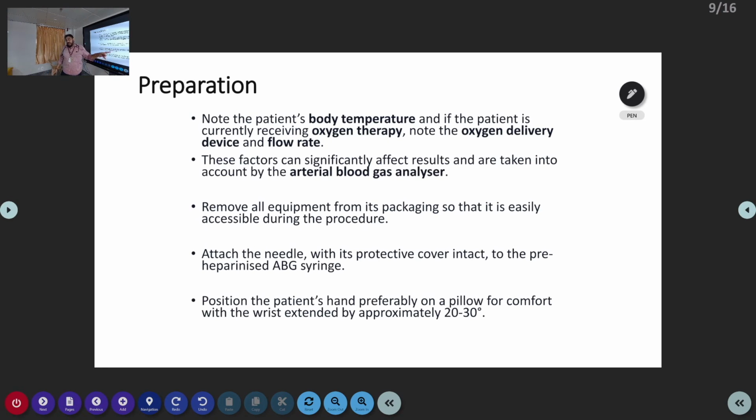Positioning of the patient, again very important. The wrist should be extended 20 to 30 degrees. It should not be like this, and it should not be like this also. It should be 20 to 30 degrees like this. That should be the position. You can keep a small pillow or a roller bandage or whatever is available. That should be the position of the wrist, and it should also be comfortable for the patient.